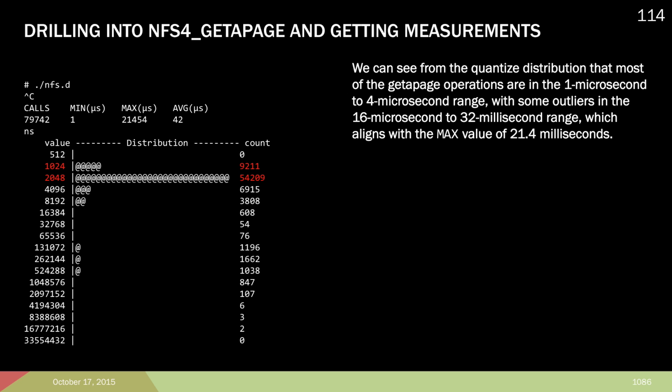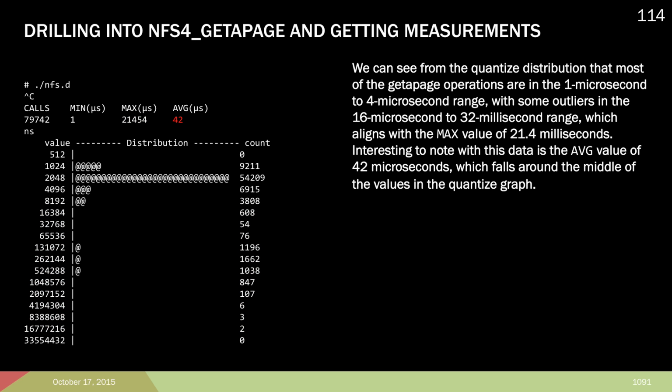We can see from the quantize distribution that most of the getpage operations are in the 1 microsecond to 4 microsecond range, with some outliers in the 16 microsecond to 32 millisecond range, which aligns with the max value of 21.4 milliseconds. Interesting to note with this data is the average value of 42 microseconds, which falls around the middle of the values in the quantized graph. Note that because of the two modes, the average is misleading.